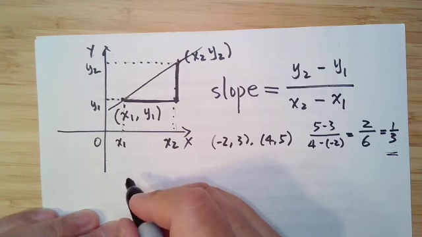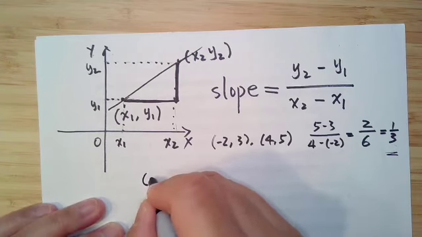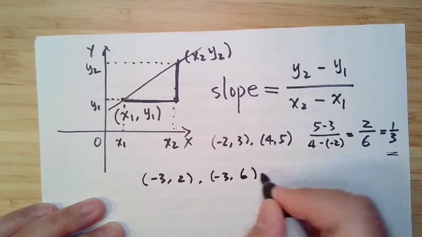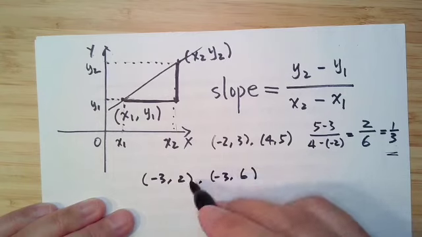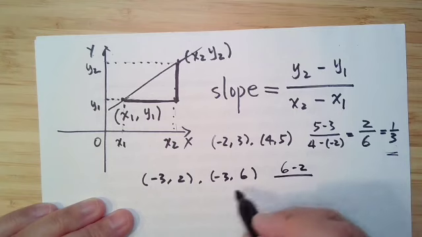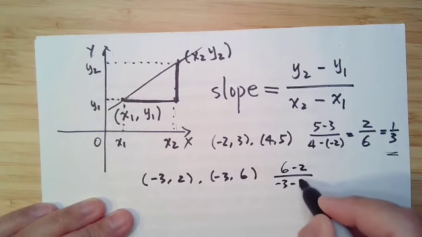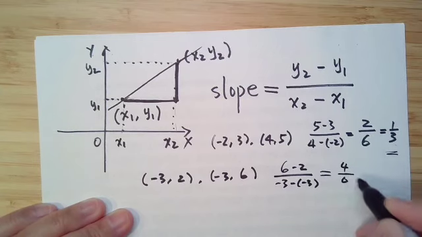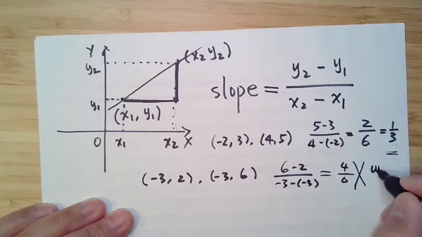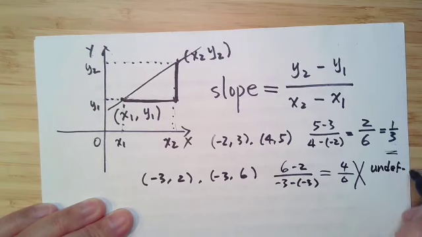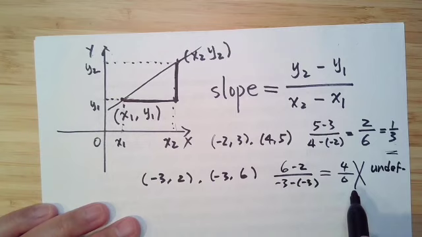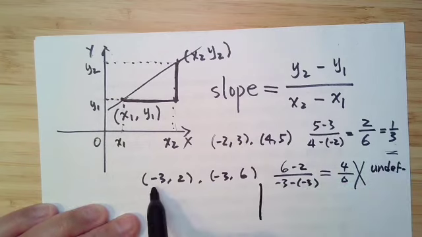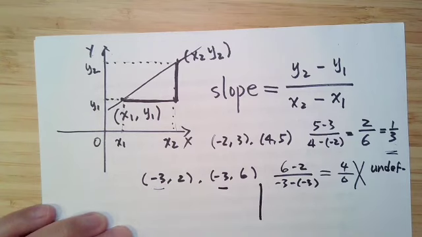So let me give you a couple more examples. I have (-3, 2) and (-3, 6). The slope will be the change in y, which is 6 minus 2, over the change in x, which is -3 minus -3. Wait a second. The denominator is 0. The top is 4. So it's undefined. I don't have enough space. So what is an undefined slope? It's a vertical line, isn't it?